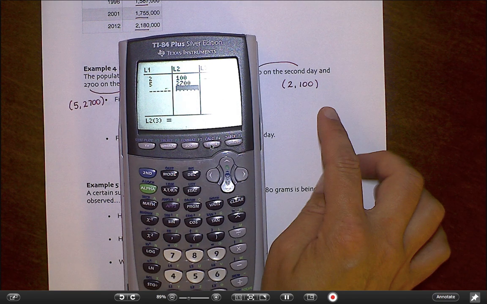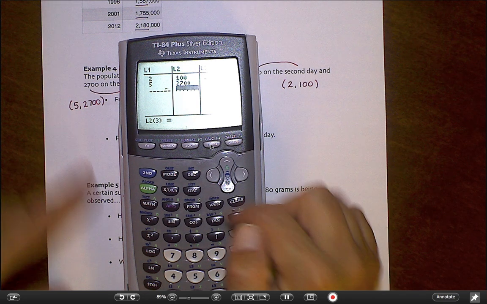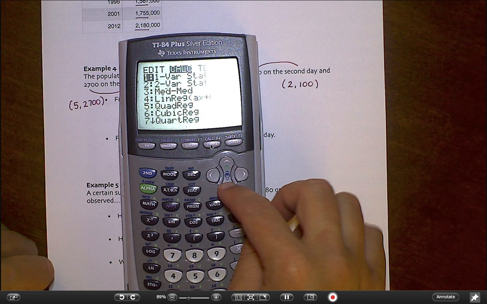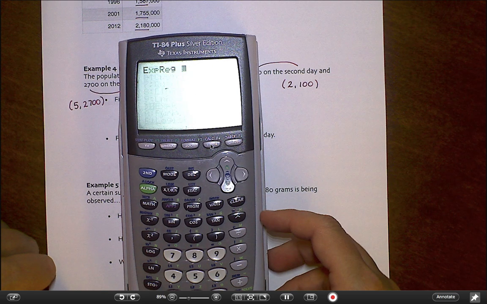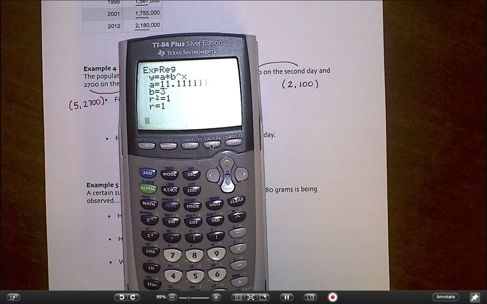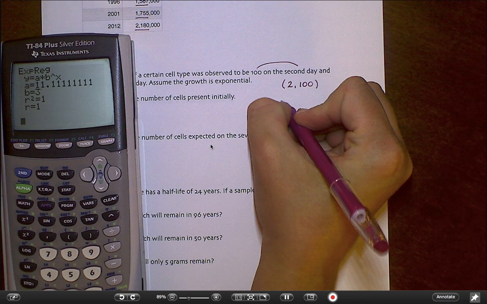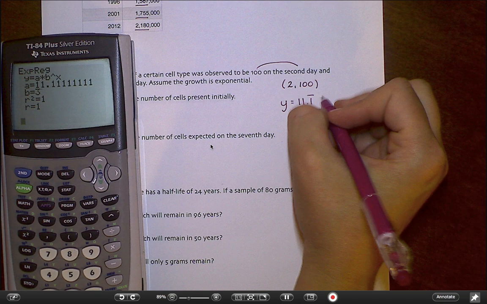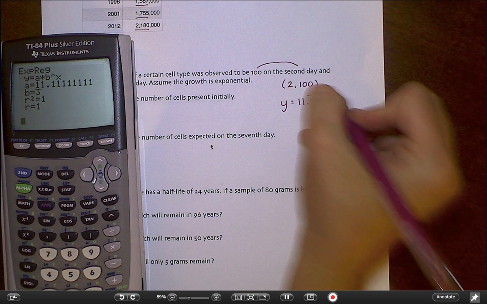But there is an algebraic way I could set up equations and solve it almost like a system to come up with my model here. But so I've got my two numbers in there. I'm going to go to calculate, and I'm going to look for that exponential regression again. And here's the model I come up with. Now notice this isn't actually the answer to my question, but 11.1 repeating times 3 to the power of x.